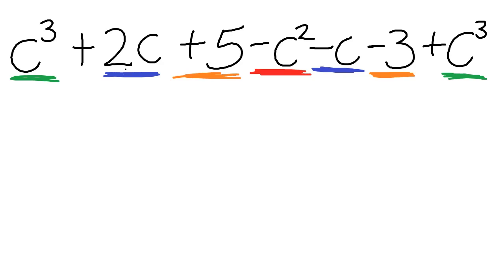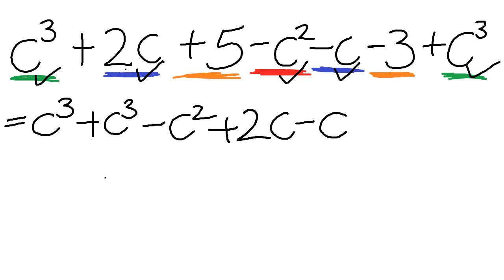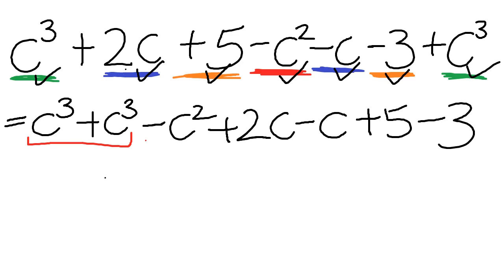So now if we were to reorganize this and rewrite it, it would be c cubed plus this other c cubed here. Then we have our minus c squared over here. And we have our 2c and negative c. So plus 2c minus c. And then we have our plus 5 and minus 3. And that's how this question would look. Now, if we were to add it, we know that we're going to do this section first. Then this stays by itself because there is no other term like that. Then we're going to do this section. And finally, we're going to do this section.